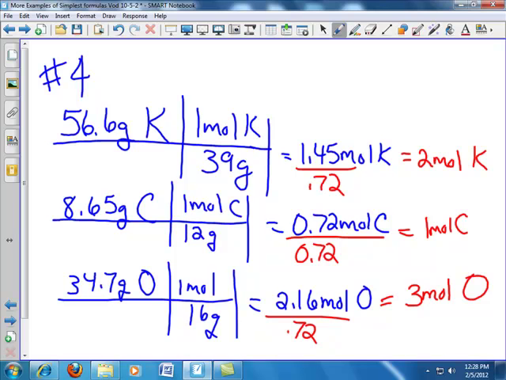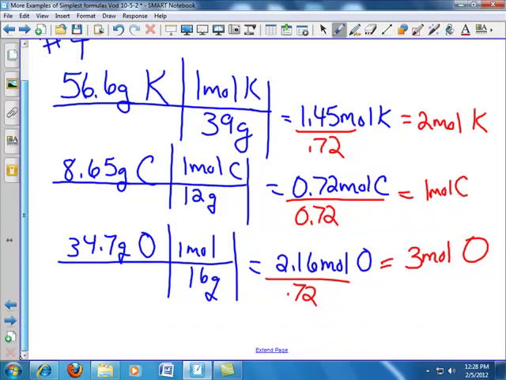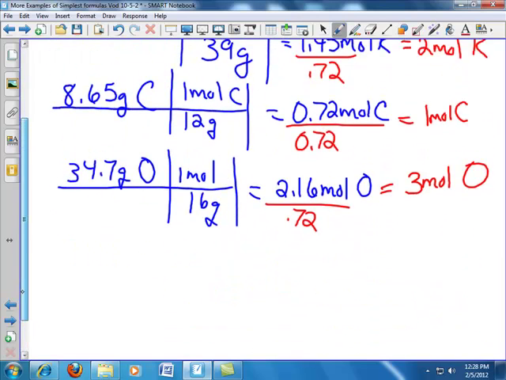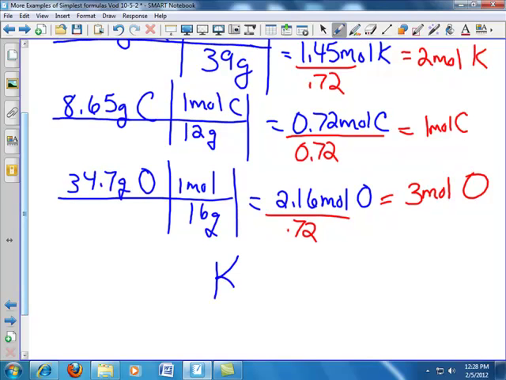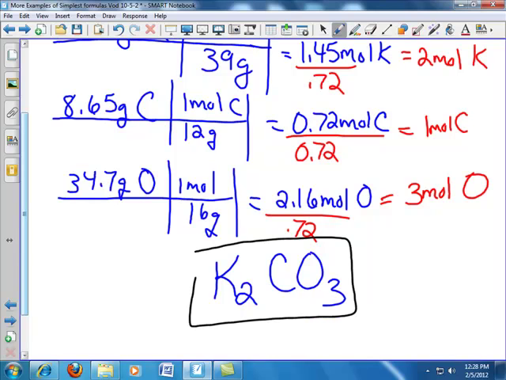So there's nothing really special here. There's no odd numbers or anything like that. So we should just be able to go ahead and write the formula for this, which would be K2CO3. And that would be our final formula. So hopefully this helps with some more examples of writing empirical formulas.